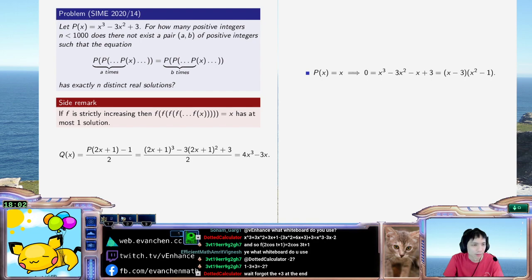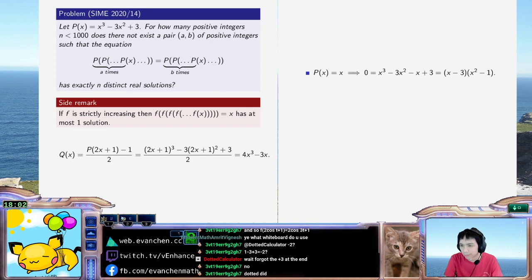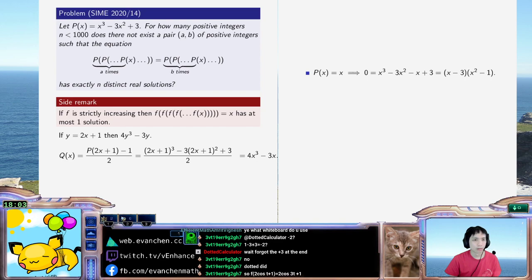Did I forget the plus 3? Oh, okay, cool. Yeah, so this, I think, is the main punchline of the problem: if I do this substitution, I have a different variable. You really should think of this as, if y equals 2x plus 1, then it's 4y cubed minus 3y or something, in the sense that when I conjugate... I don't want to use the word conjugate because that's more confusing than helpful.